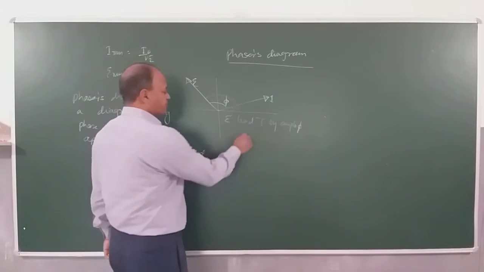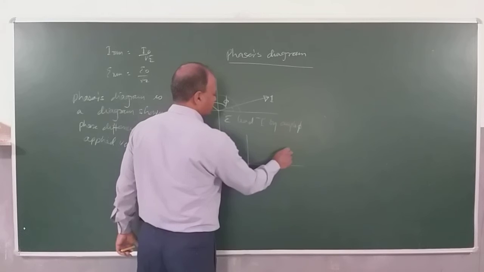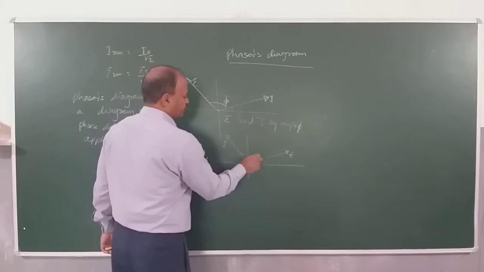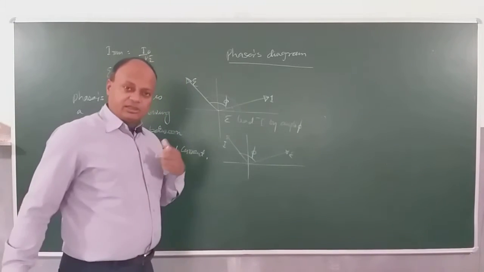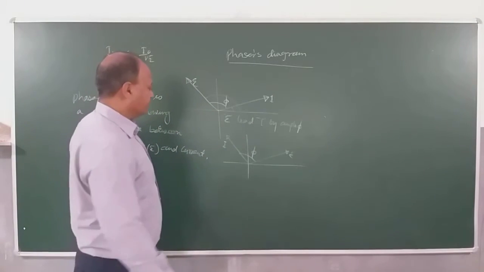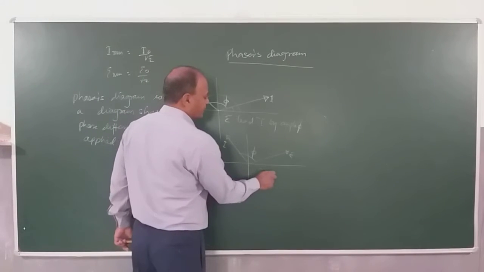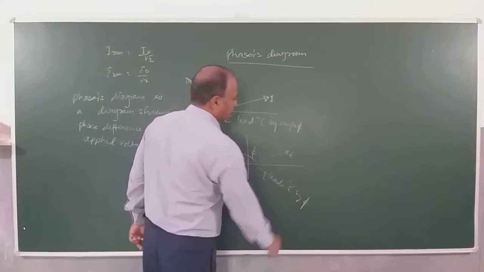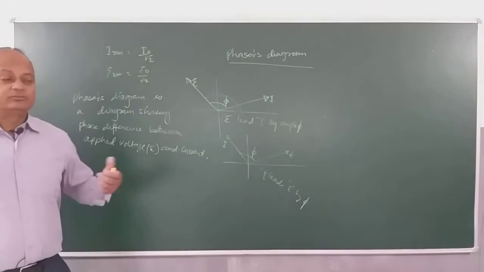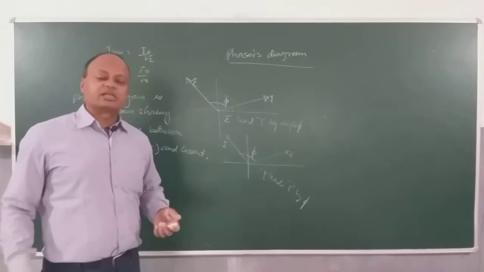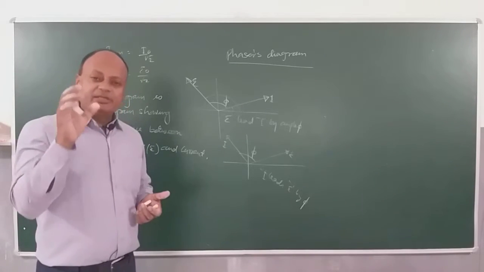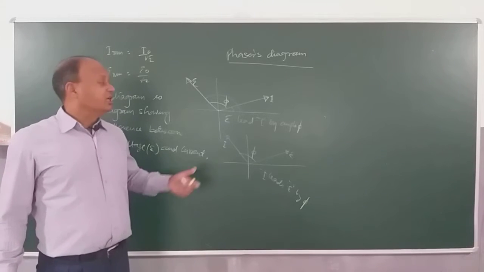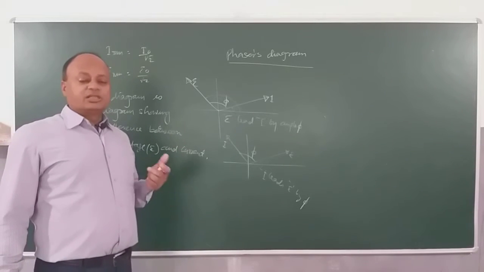Now suppose the diagram is reversed. Suppose this is E and this is I, and this angle now is phi. So it is just the reversed case. So how will I read here? I leads E by what angle? Phi. So many times when you are doing various AC circuits, I will be using this concept of phase diagram, and that will be basically to show the phase difference between applied voltage and current in the circuit. Clear?